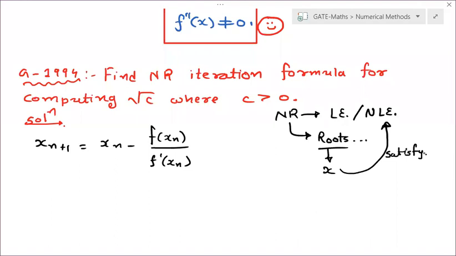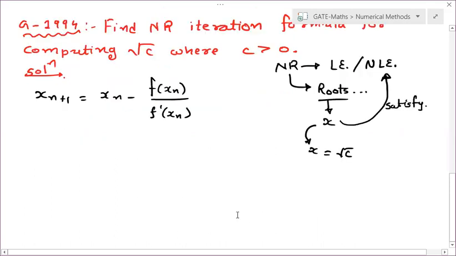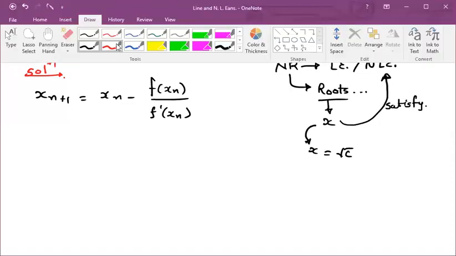That means we need to find the root of some equation with the help of the Newton-Raphson method, and that root will give us the value root C. So that means x should be root C. Okay. Now first we need to formulate, this is our root. Now we have to apply the Newton-Raphson method. We need to apply the Newton-Raphson method on a linear or non-linear equation. So based on this root, that is x is equal to root C, we have to formulate one equation.